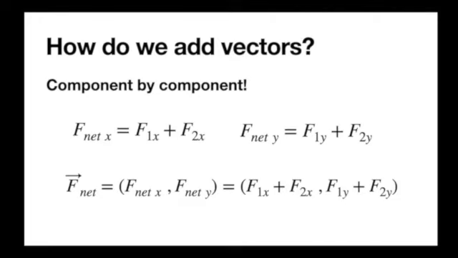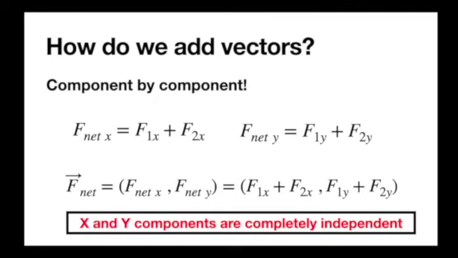And then when we add them, we can just do it component by component. If I have an f1 and an f2 and I want to add them together, I can do it in the x direction and the y direction separately. The f net x is f1x plus f2x. Very similar thing for f net y. And then at the end, I can put them back together. Now I just have my two components of my f net, and they are completely independent.